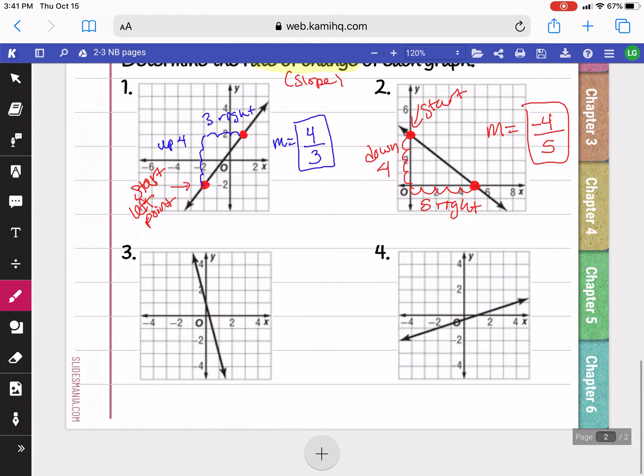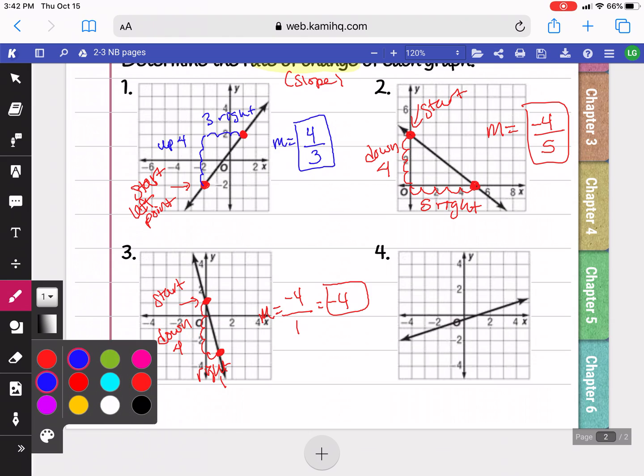If we look at the next graph here, I'm going to pick 2 points. So I'm going to use my y-intercept. I can also use the point at 1, -3. Remember, you want to start at your left point. So from here, I can count. It's going to go down. 1, 2, 3, 4. So down 4, right 1. So down 4, right 1, -4 over 1. Remember, you want to simplify. So -4 over 1, if you divide, actually becomes -4. So my slope for this one is a -4.